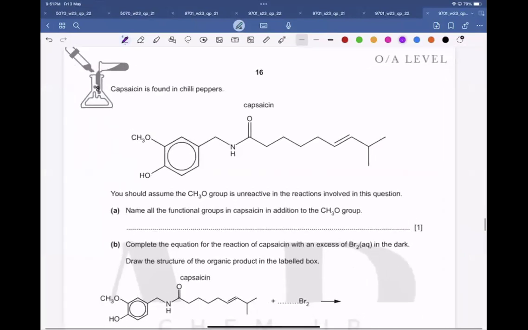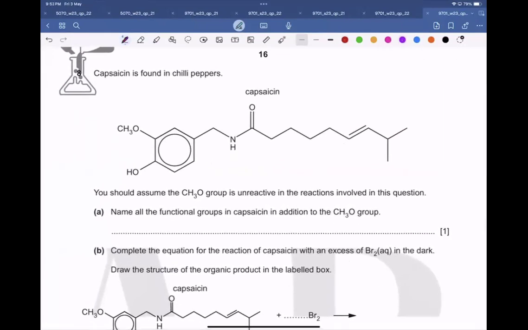Okay. Now question number 8. Capsaicin is found in chili peppers. Okay. You should assume that the CH3O group is unreactive in the reactions involved in this question. Name all the functional groups in capsaicin in addition to the CH3O group.